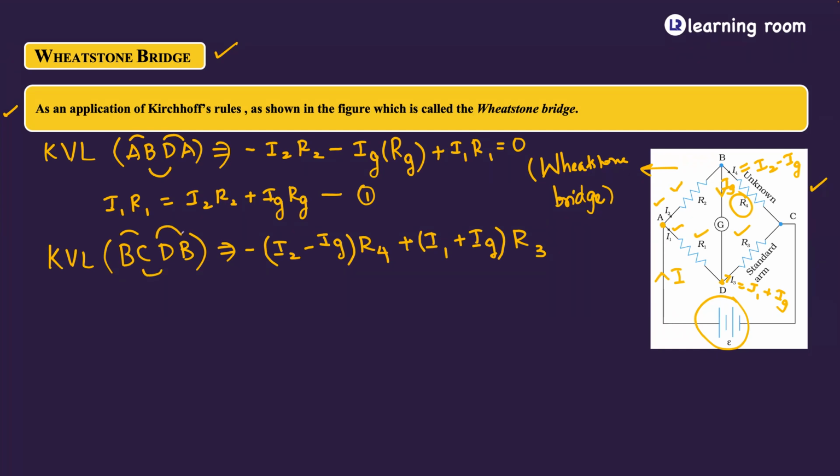Similarly, when you go from D to B, it is going to be plus IG into RG. Why plus IG into RG? Because you are going from lower to higher potential in the direction opposite to the current. Everything put together will again give you a 0. So, clear with these two equations? Are you all clear with these two equations? Yes, sir.